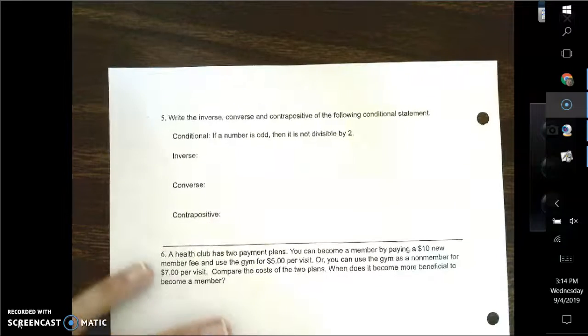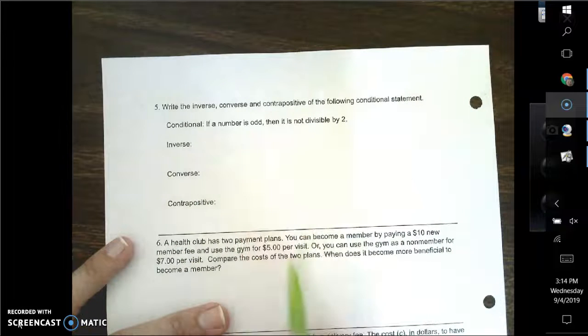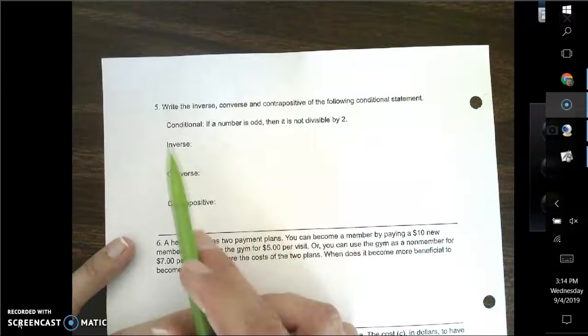Okay, write the inverse, converse, and contrapositive of the following statement. If a number is odd, then it is not divisible by 2. There's my conditional. The inverse is when we negate that.